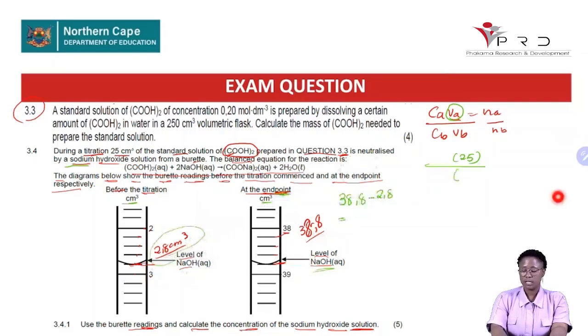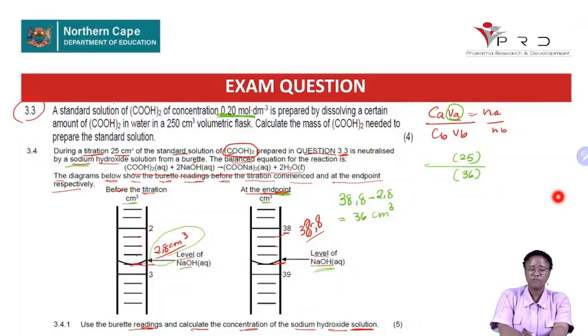And if you did the calculation correctly, how much do you get? Yes, I get 36 centimeter cubed. Okay, so the volume of the base will be 36. So this is the 36 that we use, the one that was used during the titration, during the process. All right, then what else do we have? We have the concentration of the acid, which is 0.2 from the previous question, which is 3.3. As they said, we must refer to it. So that will be 0.20 over there multiplied by 25.